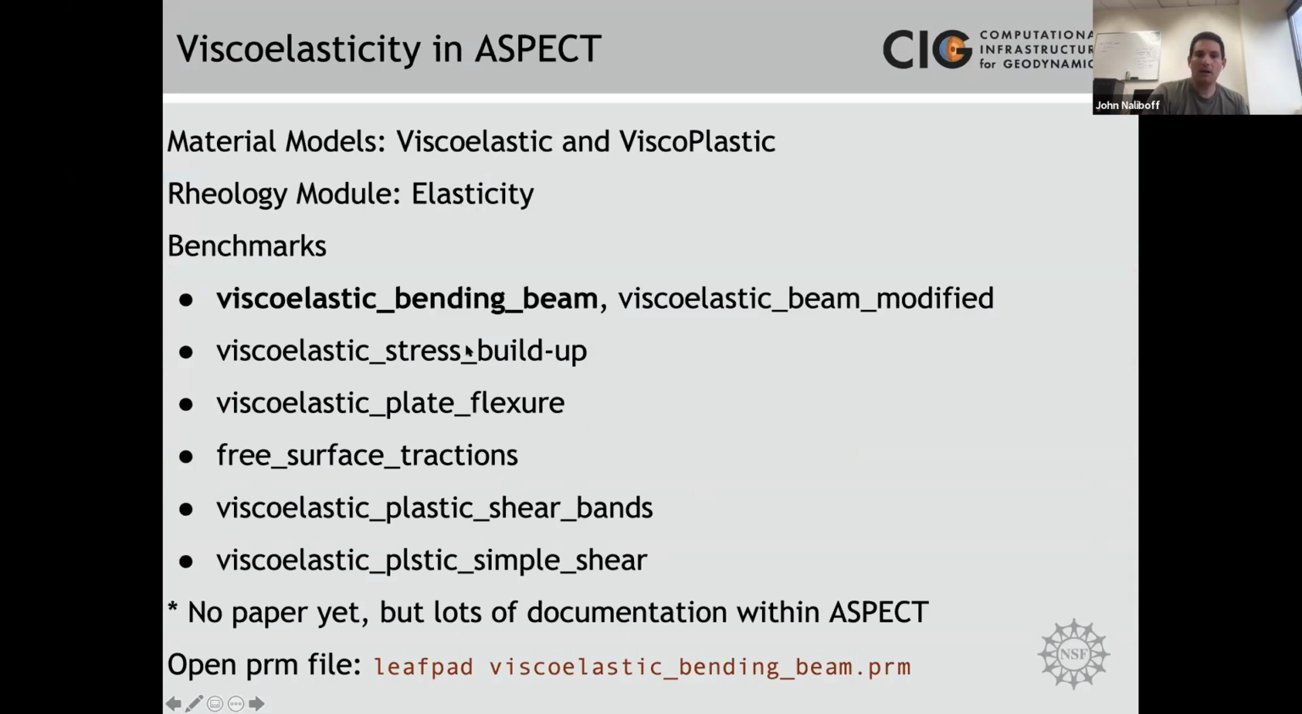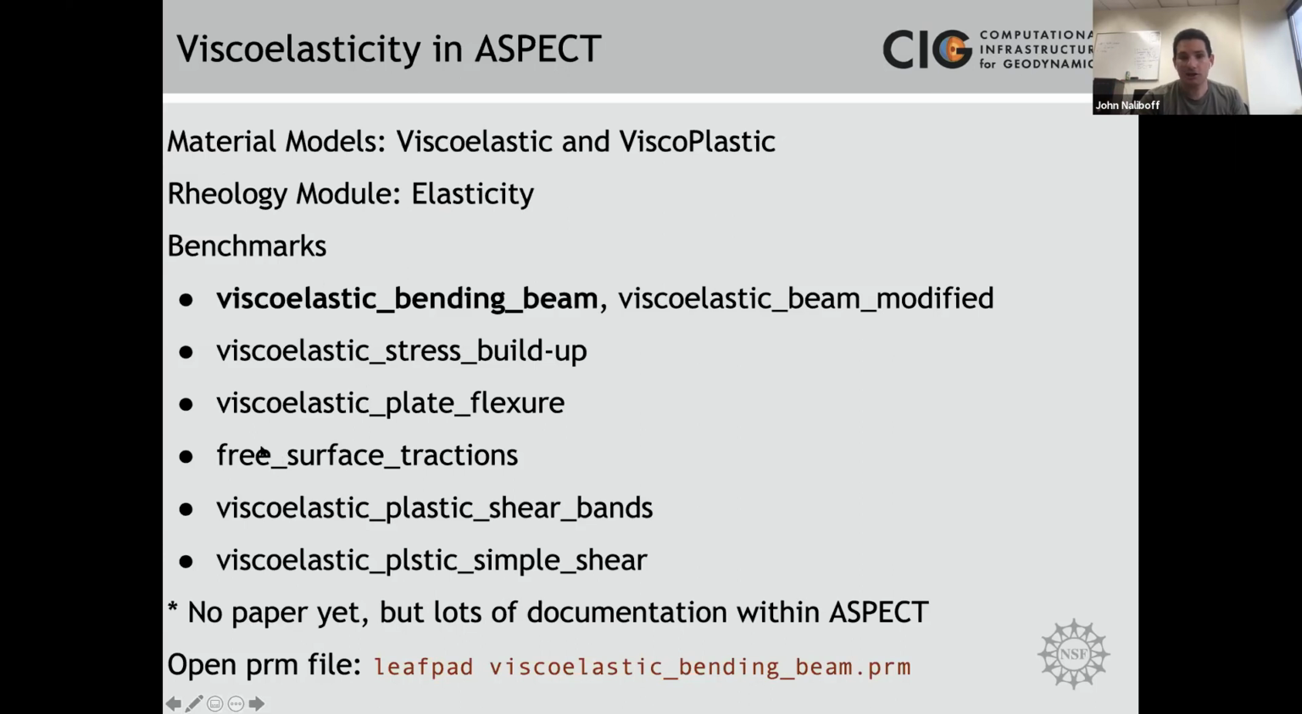In terms of available benchmarks, there's a very large number. Today we're going to be looking at the viscoelastic bending beam, but there's also another one, called viscoelastic beam modified, which has an open top, with open boundary conditions, and does a bit better job at modeling certain flexural profiles. There's a case where you have accumulation of viscoelastic stresses under constant strain rate. There's a case where there's a free surface and you look at viscoelastic deformation of a plate in response to basically a buoyancy force on one side.